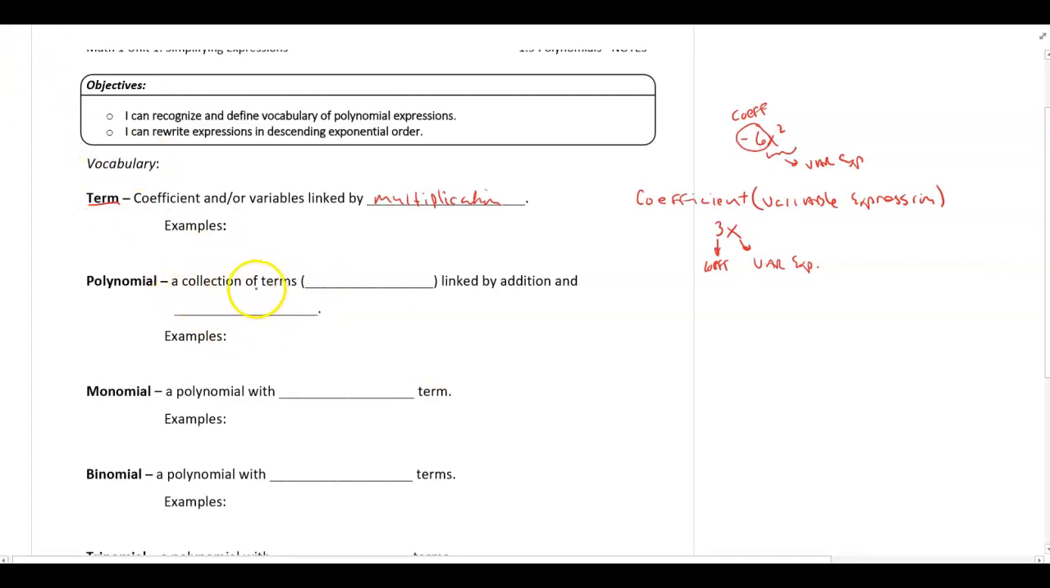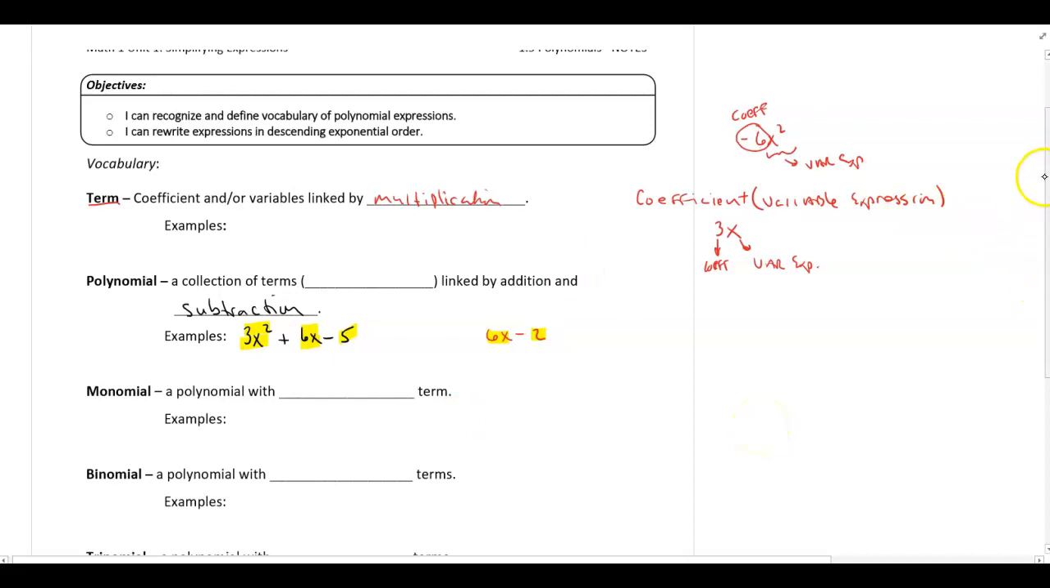Now, a polynomial is a collection of terms that are linked by addition and or subtraction. So an example of a polynomial would be something like 3x to the second plus 6x minus 5. And what you have to understand is this polynomial has 3 terms. If I give you another one, such as 6x minus 2, this is a polynomial with 2 terms.